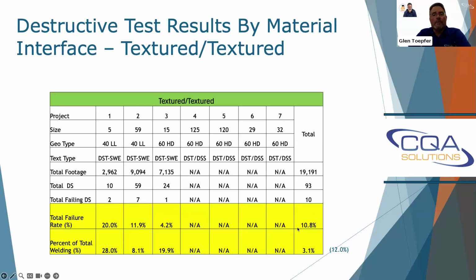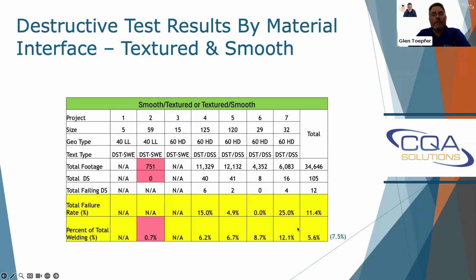And you'll see the same thing really with the smooth textured interface. We have an average of 11.4% failure rate. Like I showed earlier, 1 project had a 0%, but the failure rate went up to as high as 25%. If you look across all the projects, it was a 5.6% failure rate. And if you only look at the ones that had the smooth textured, it would have been 7.5%.